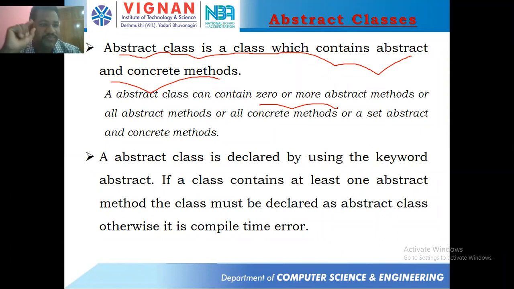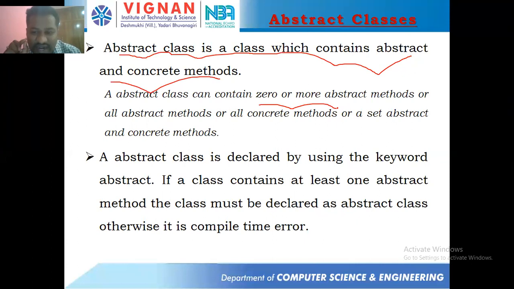The first thing is the abstract method. An abstract method means a method which is declared by using the keyword abstract without any implementation. This abstract method must be taken inside a class. If you are taking any abstract method inside a class, that class will become an abstract class. An abstract class is declared by using the keyword abstract.